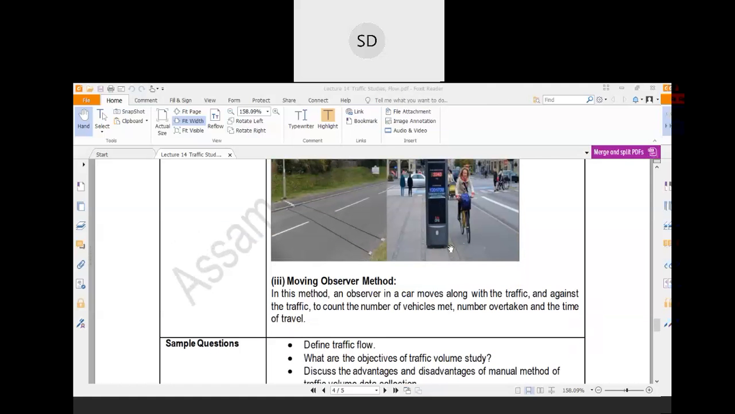Then another method is called the moving observer method. In this method, an observer in a car moves along with the traffic and against the traffic to count the number of vehicles he meets. Suppose you want to do a moving observer method. In that case, you hire one vehicle and move along the traffic, and you count the number of vehicles which you encounter. That is called the moving observer method.